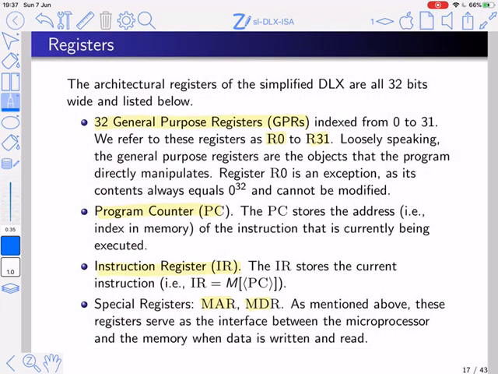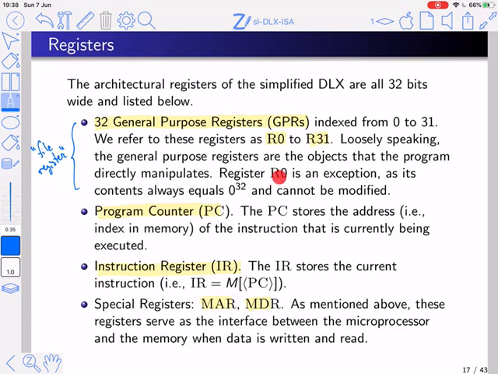So let's summarize. In the DLX, in the simplified DLX, we have architectural registers, all of which are 32 bits wide, and here they are. We have 32 general purpose registers called the GPRs. Sometimes you call this the file register. It's another name for the GPRs. 32 general purpose registers. They are called R0 to R31.